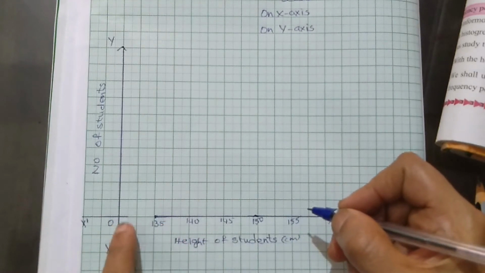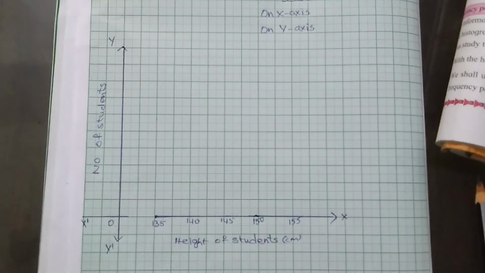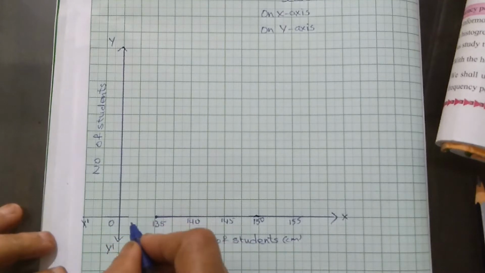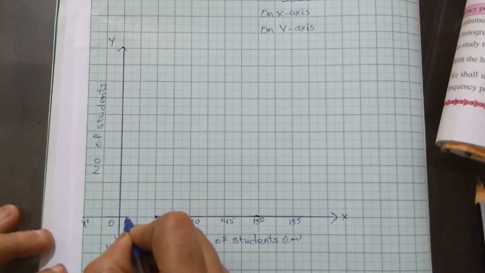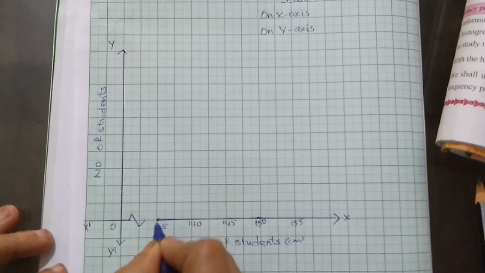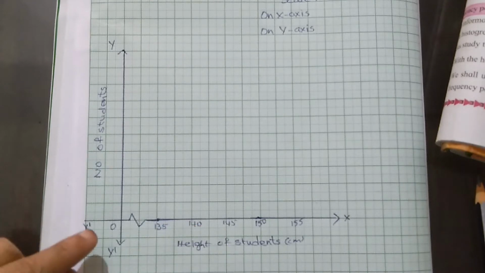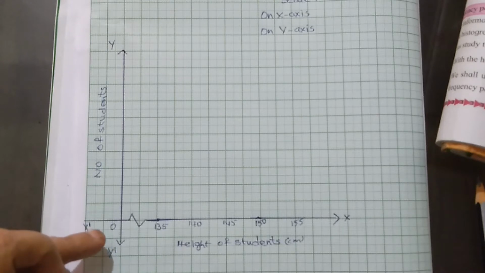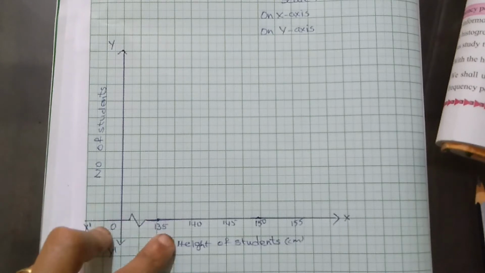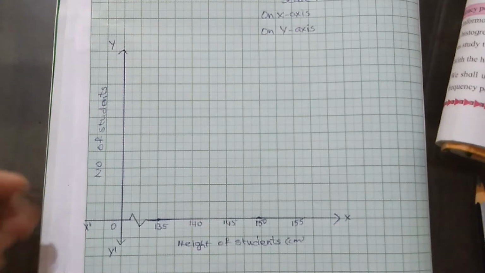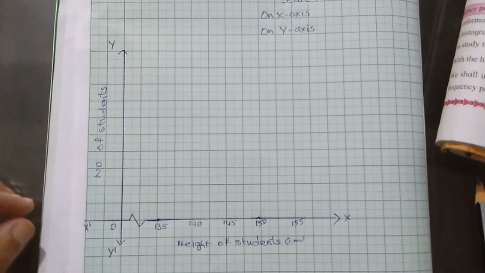Since we are not taking from 0 to 135, we will be drawing the kink mark. The kink mark is drawn this way. And then you can join it over here. So since we are not showing from 0 to 135 directly, we are starting from 135. That is why we have to draw the kink mark. It is not necessary that the kink mark has to be only on x-axis. Sometimes for convenience sake, we also take it on the y-axis.